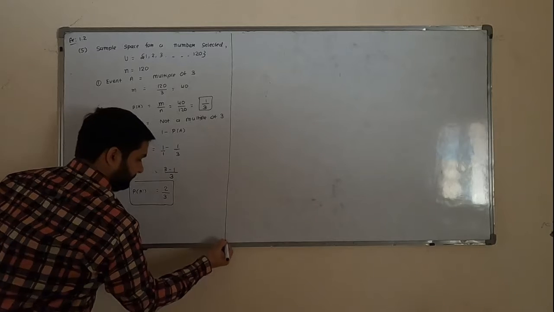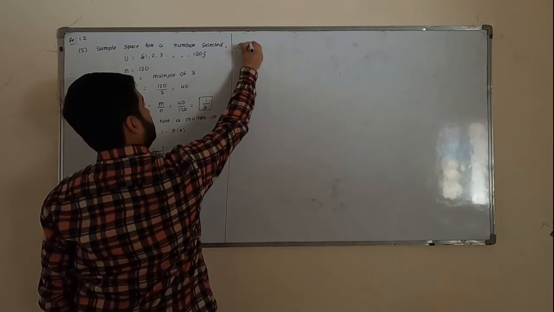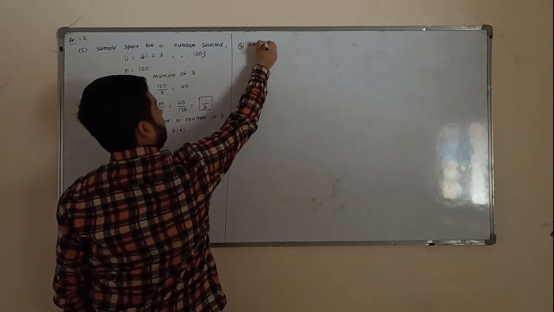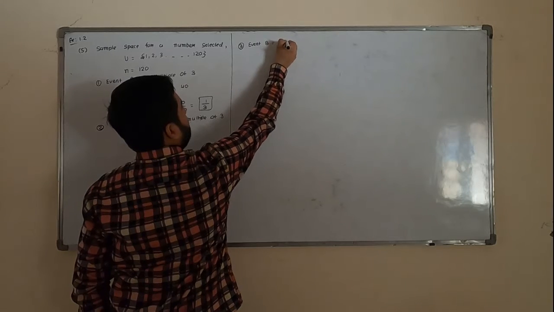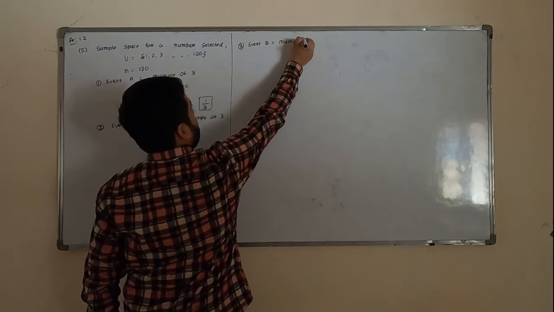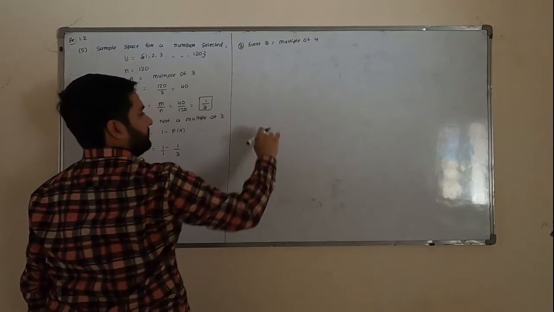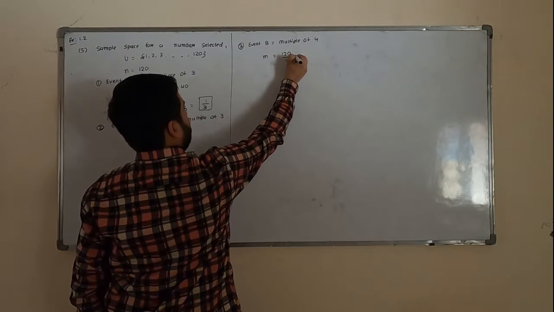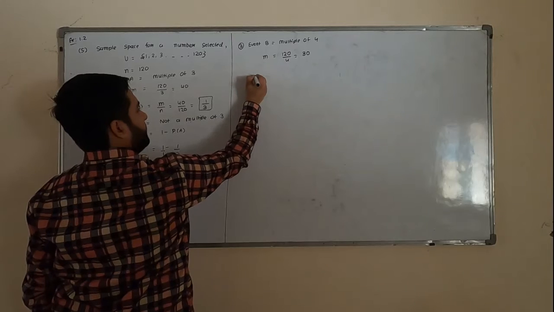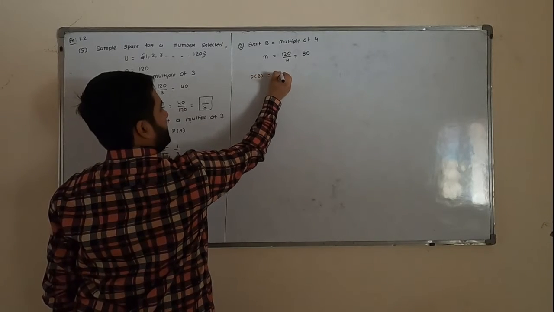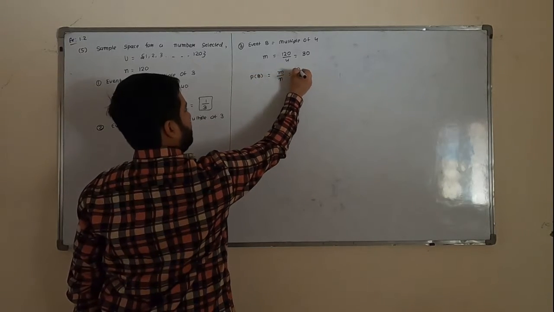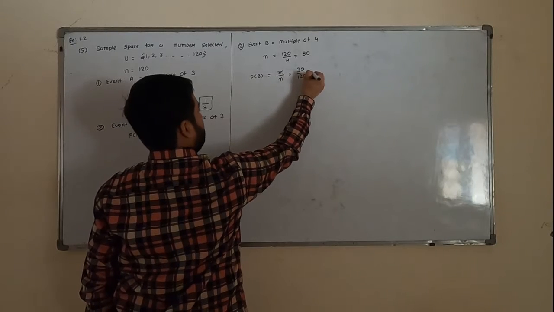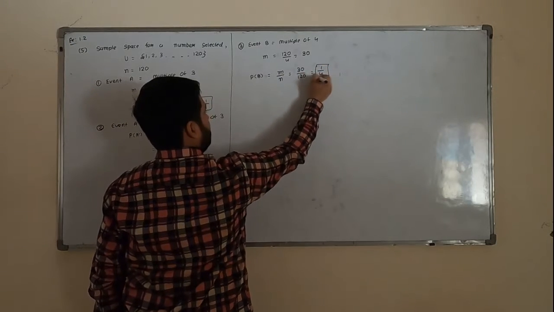Then third, event B, multiple of 4. So favorable outcomes will be 120 by 4, which is equal to 30. So P of B will be equal to m by n, 30 by 120, which will be equal to 1 by 4.